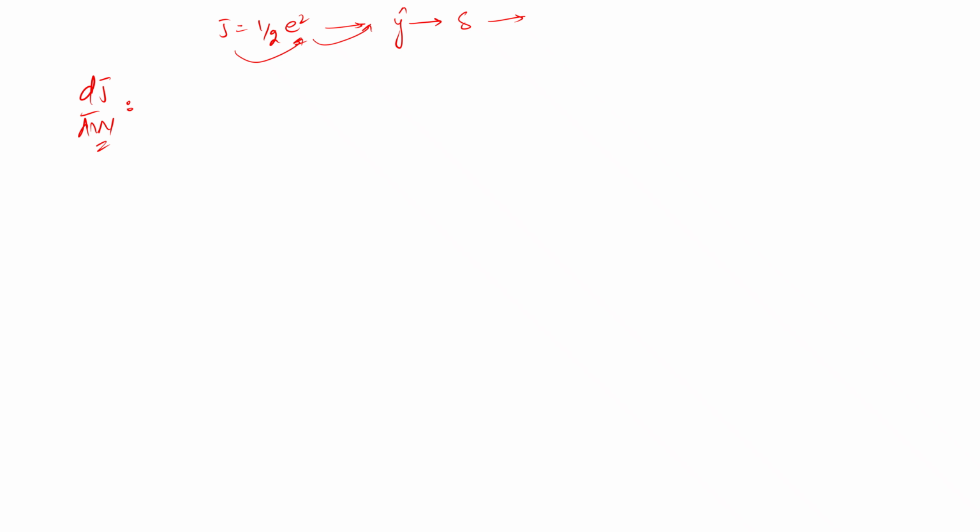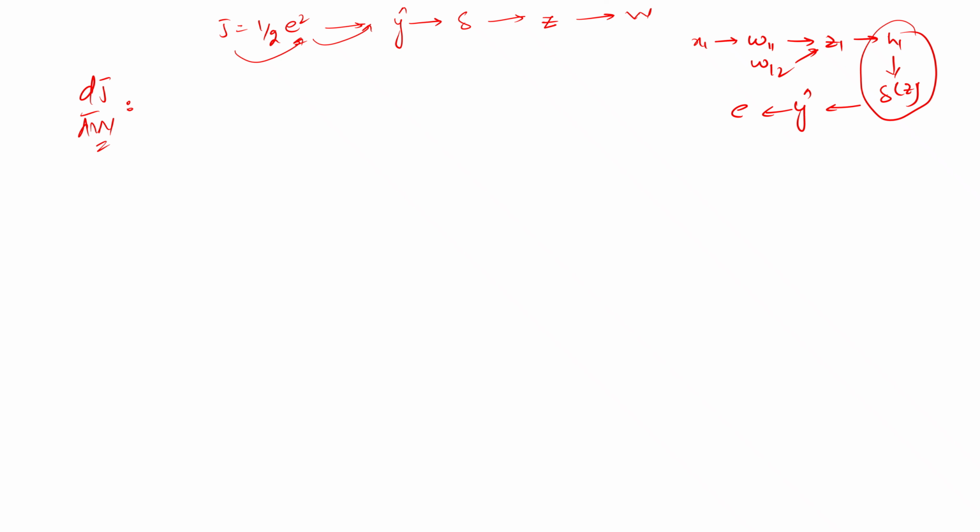Because J was dependent on e, e was dependent on y hat, and y hat was obtained using sigmoids, right? Then we had this linear combination, and then we had the input. Just to recall once more, we had input x1, and using weights w11 we obtained z1, we also had w12, right? Then we obtained h1. After that, this was using sigmoids, so this is the same setup. After that we obtained y hat, then error, and then the loss function. So the same process will be used over here for vectors.